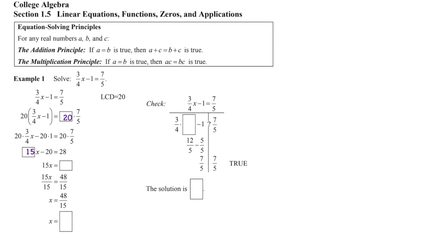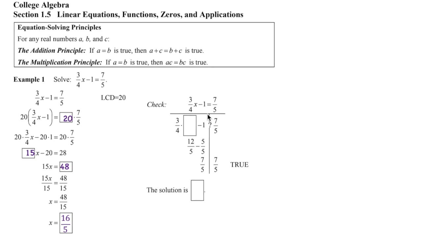Adding 20 to both sides, we now have 15x equal to 48. Divide both sides by 15 provides us with x equals 48/15, or when we reduce, x equals 16/5. Now that we have our solution, it's important that we check our answer by placing what we think is our solution back into the original equation just to double check.